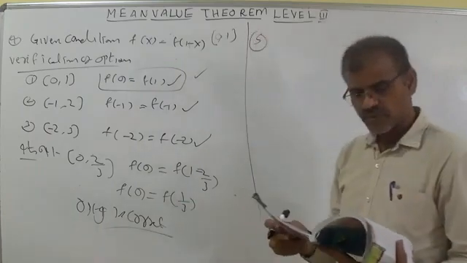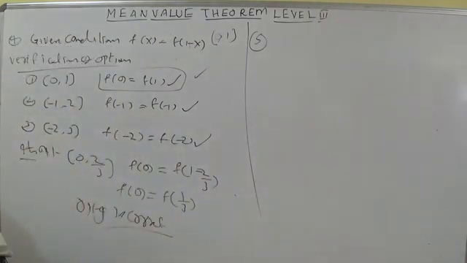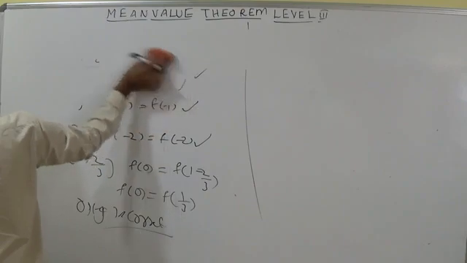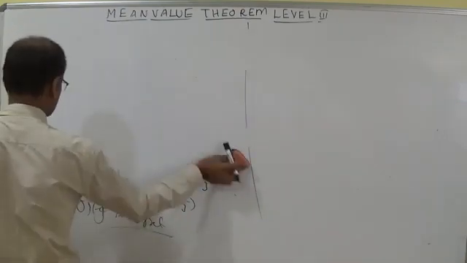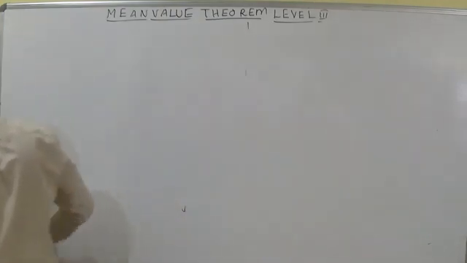Fifth question. The real number k. This is an important question. This is a multi-conceptual question. The real number k for which the equation 2x cube plus 3x plus k is equal to 0 has two distinct real roots. Let us discuss a formula.